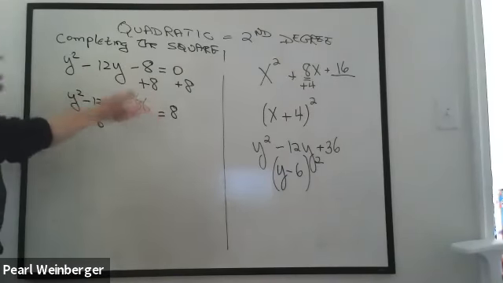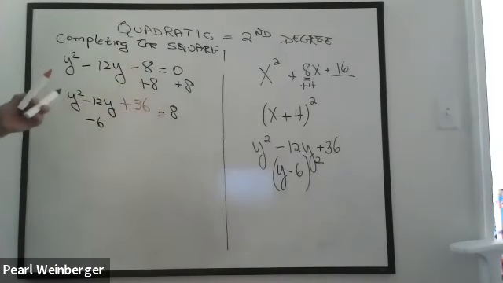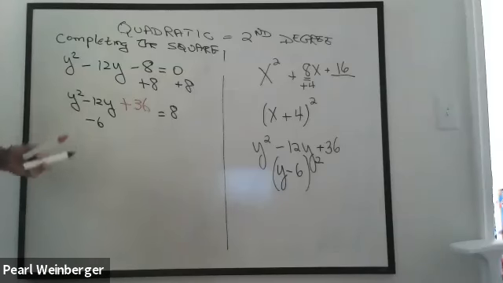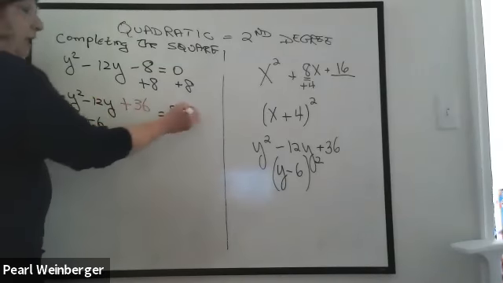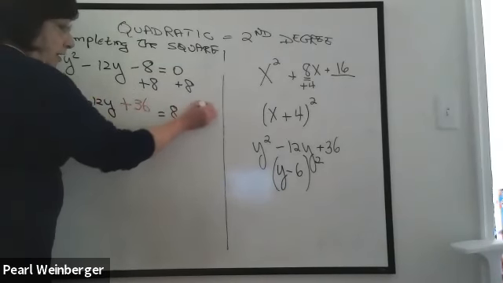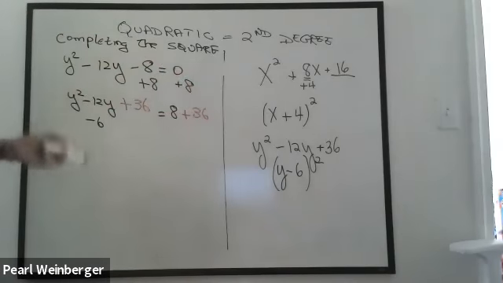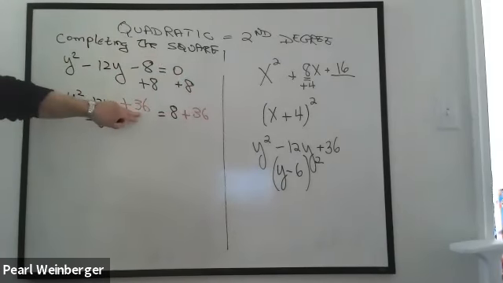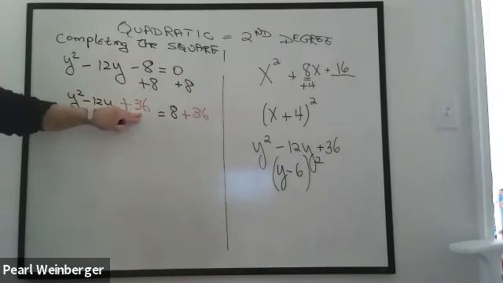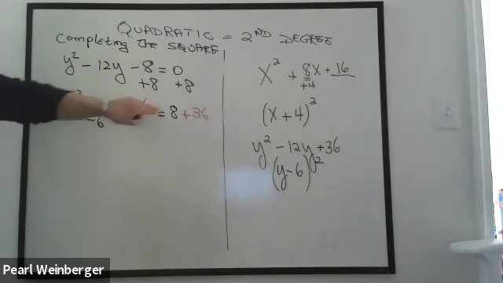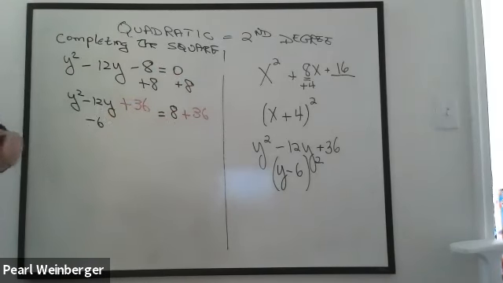But this is an equation. I can't just add 36 to a side and not change my equation. But if whatever I add to one side, I add to the other side, then I'm maintaining my balance. This is still an equation. I added 36 on the left side to complete the square, but since I added 36 on the left, I have to add 36 on the right as well.